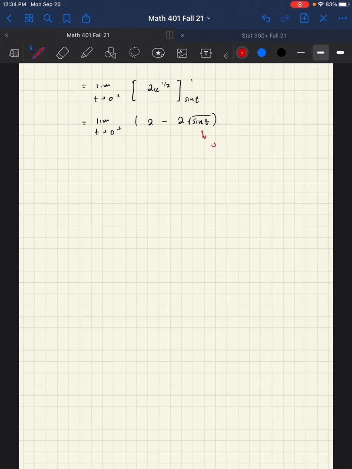Now, in the limit as t approaches 0 from the right, sine t turns into 0, which means I actually have 2 minus 2 times 0, which is 2. That's our answer. And this integral converges. So that's roughly it. We don't need to say too much more about that.